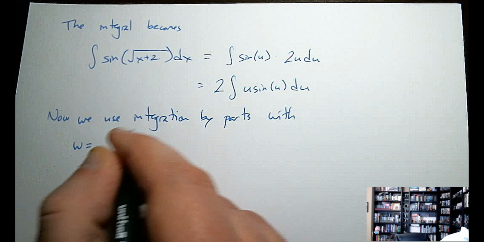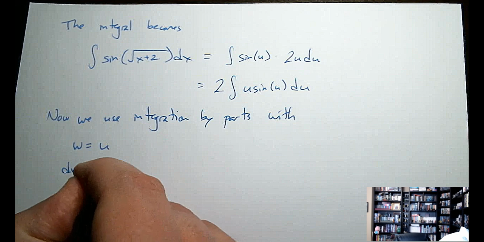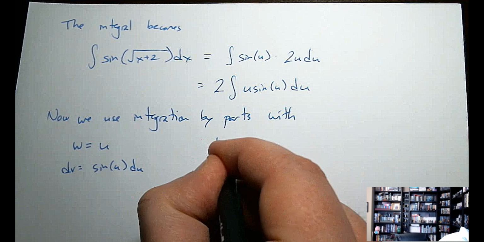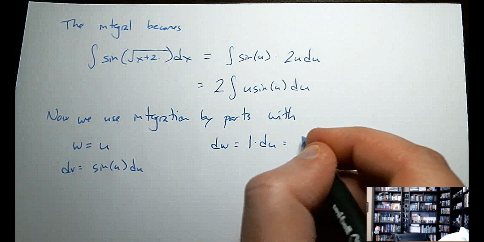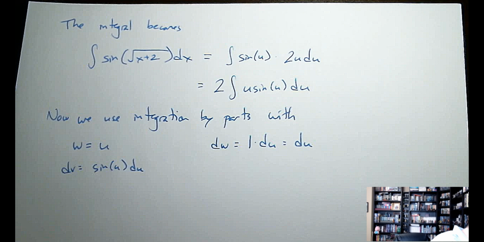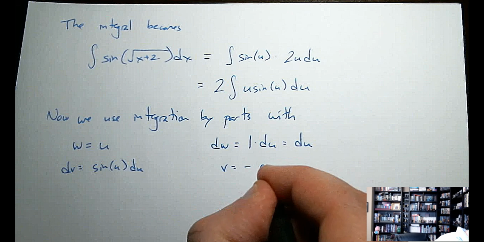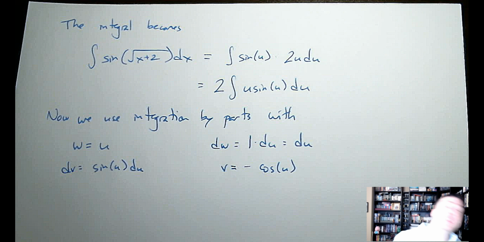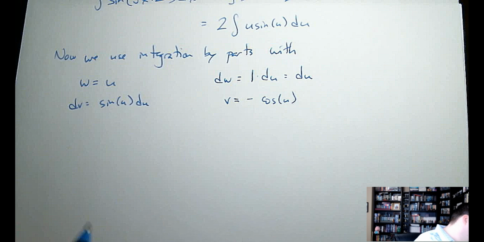So I'm going to use integration by parts with w equal to u, dv equal to sine u du. So that dw, again, is the derivative of u, which is 1 times du. So dw is just du. And v is the integral of sine u, well, really the main antiderivative, which is negative cosine u.